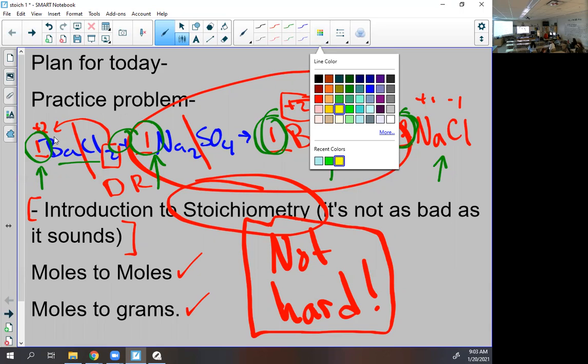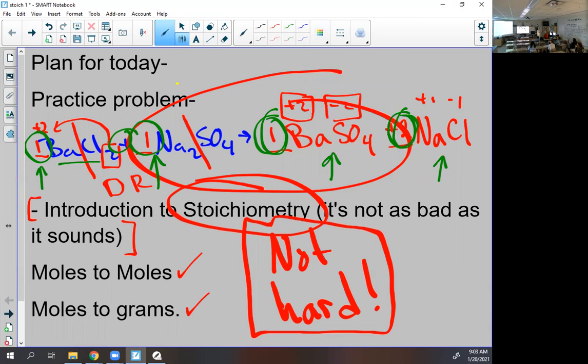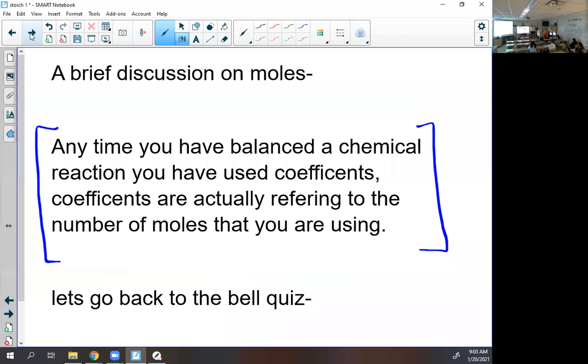We can compare mole to mole here. Like for every one of these I react, how many of these am I going to make? 2. Every 1, I make 2. You can't see it, but there's a 2. We can compare these things. That's all we're going to do.